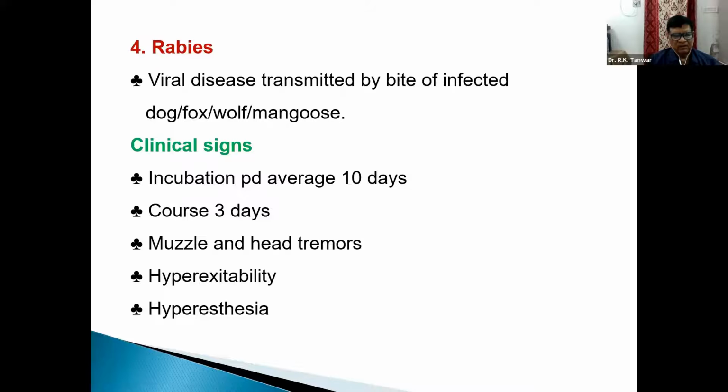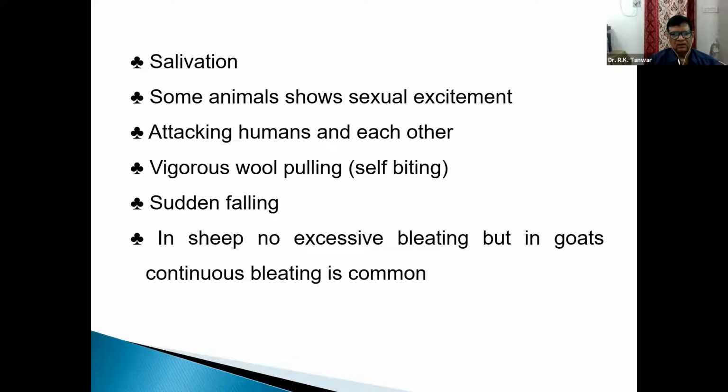Muzzle and head tremor, hyperexcitability, hyperesthesia, salivation, sexual excitement, attacking humans and each other. And this is a very characteristic finding: in sheep, there is a lot of bullying in rabies, whereas in goats, there is self-biting, as it occurs in horses. Otherwise, in other animals, in rabies, there is no self-biting.